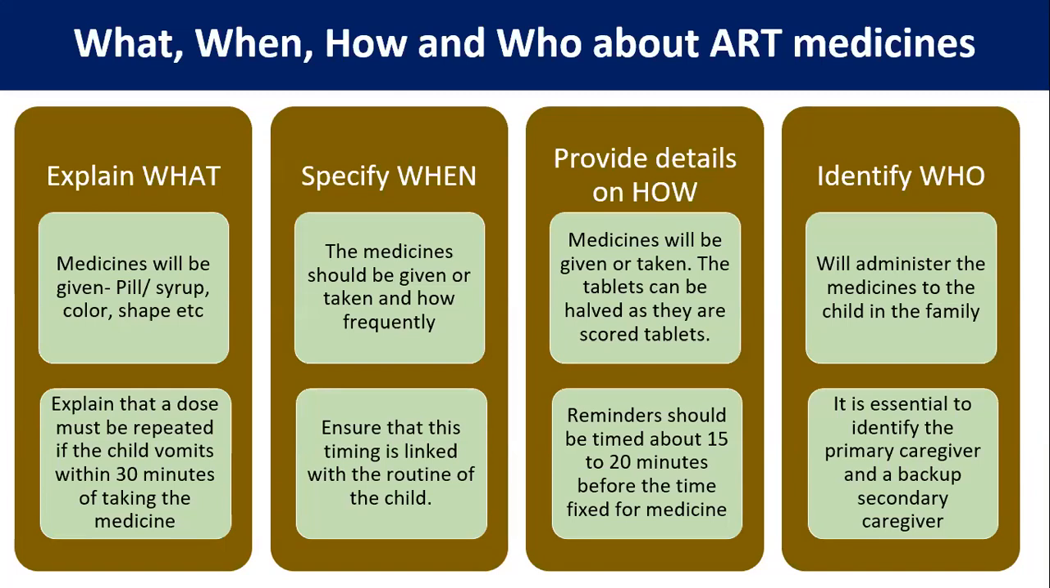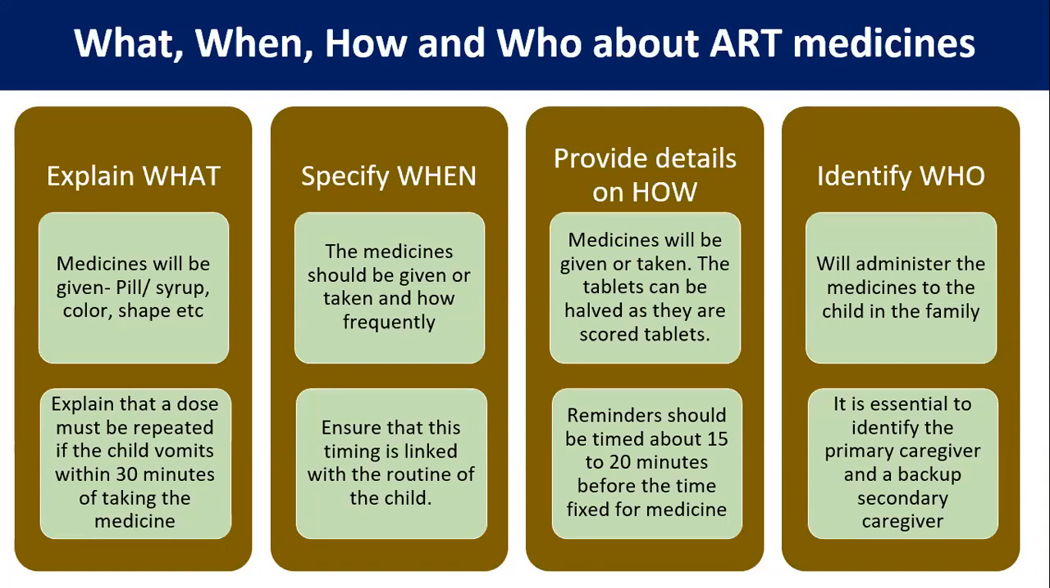So what, when, how, and who about ART medicines are to be told to the caregiver clearly. That means what medicines will be given, whether it is a pill or a syrup, color, shape, etc. And what dose of the syrup or tablets is to be given. And if the patient vomits within 30 minutes of ingestion, then the dose can be repeated. And if the vomiting is after that, we need not repeat it.